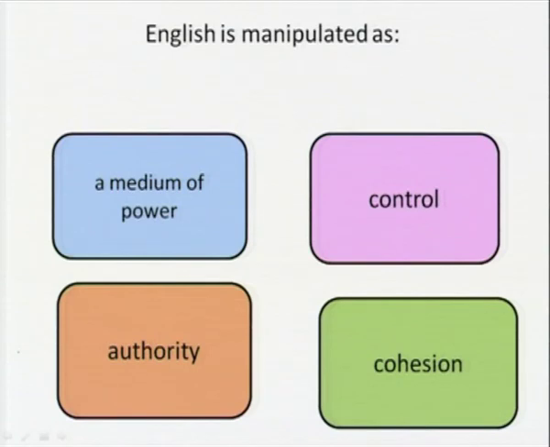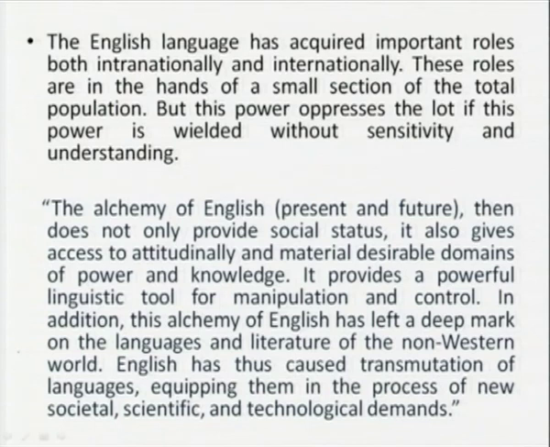We also found that English is manipulable, and it is manipulated also, the other side of the picture. It is manipulated as a medium of power, a medium of control, authority, and a supposed cohesion of society. Now, again, quickly reading from what we saw last time: the English language has acquired important roles both nationally and internationally. These roles are in the hands of a small section of the total population, but this power oppresses the lot if this power is wielded. Now, this is important, this is the caveat we get from Braj Kachru in his lecture.